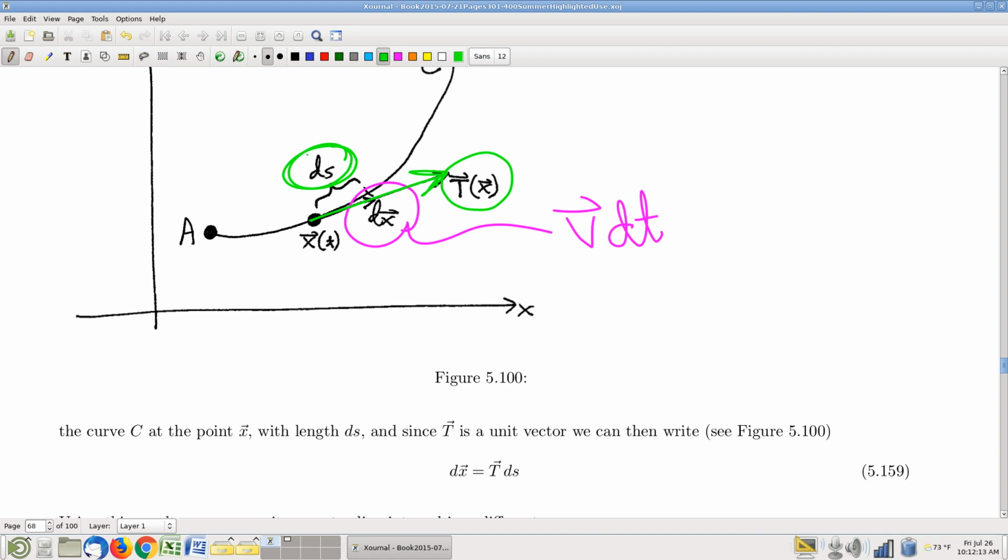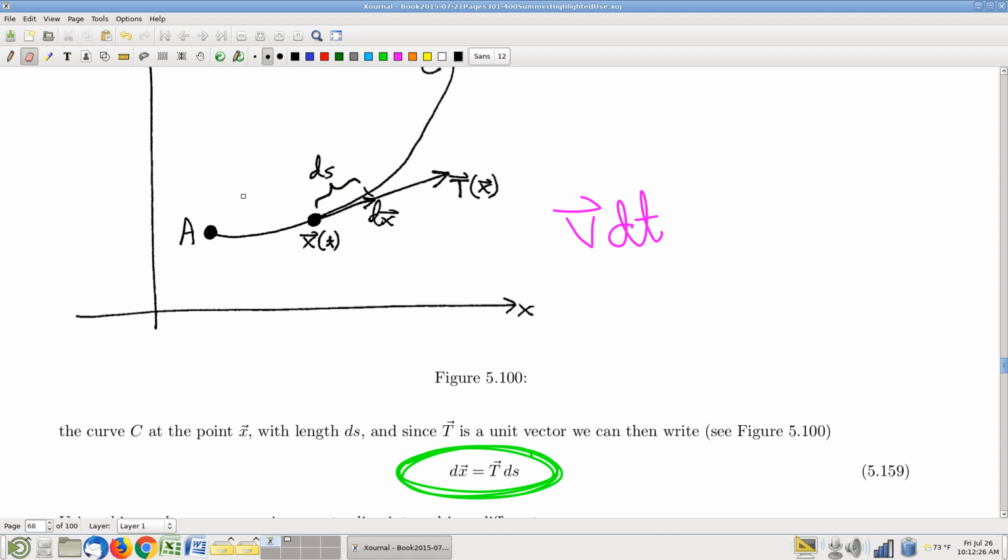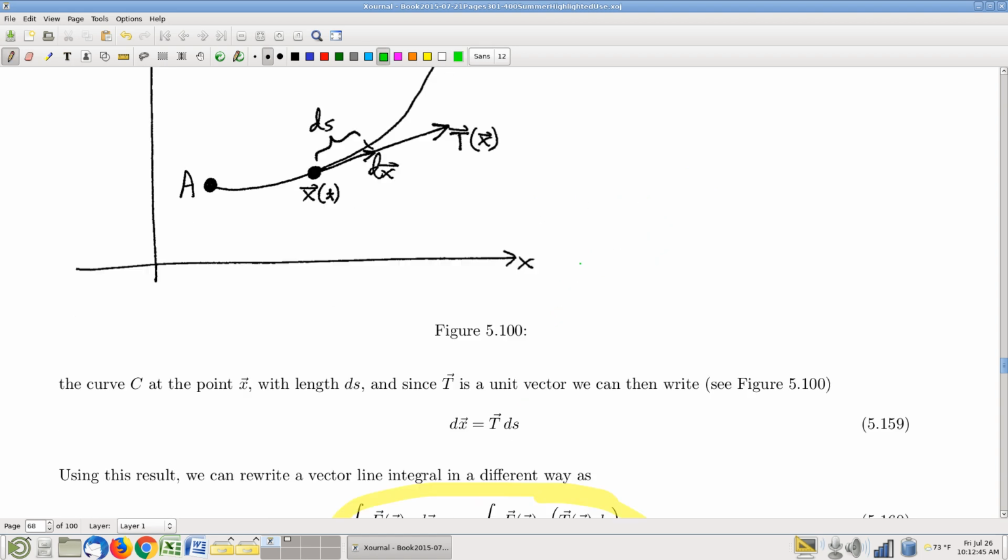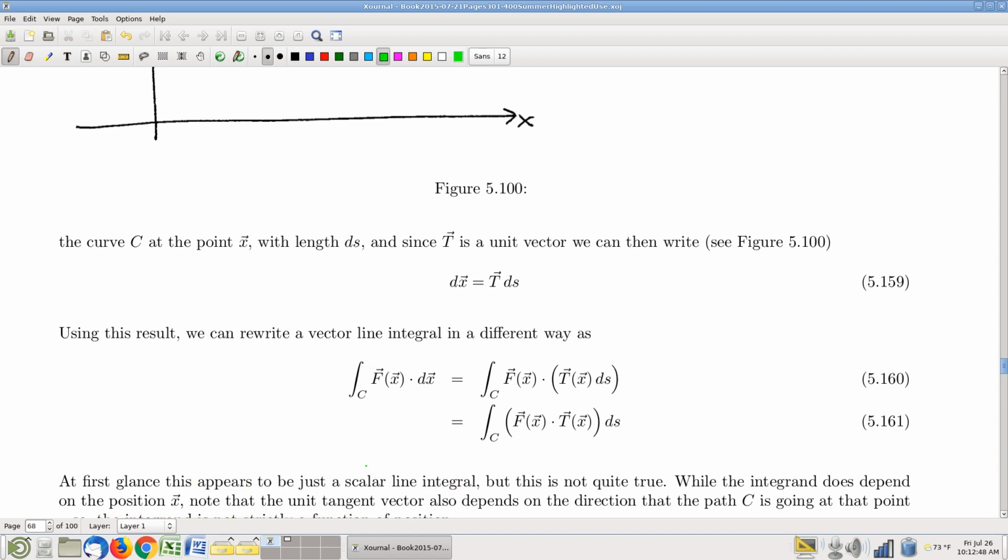If I've got a unit vector direction and a magnitude, that tells me how to write dx as that product. So dx alternatively could be viewed as T ds. So instead of v dt, we can write it as T ds. Now, why we'd want to do such a thing is not yet clear. So let's observe that this is true, and we'll worry later about why we care.